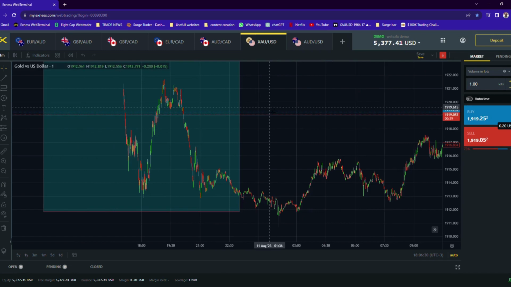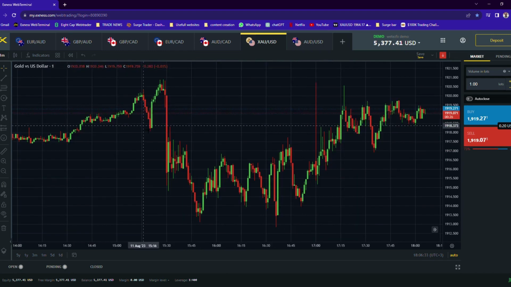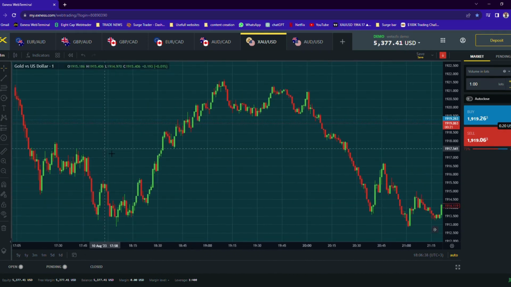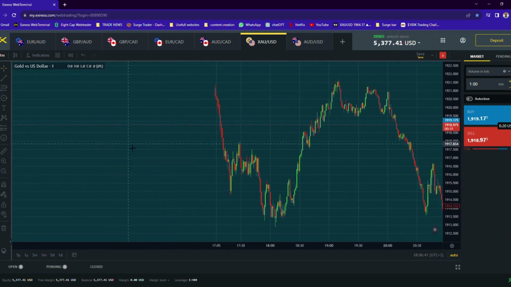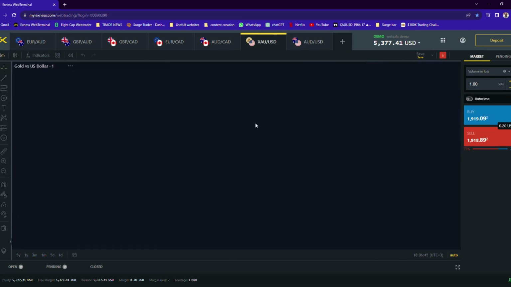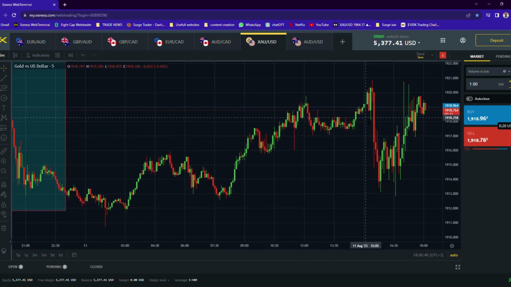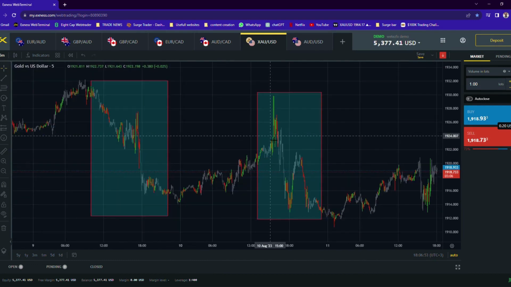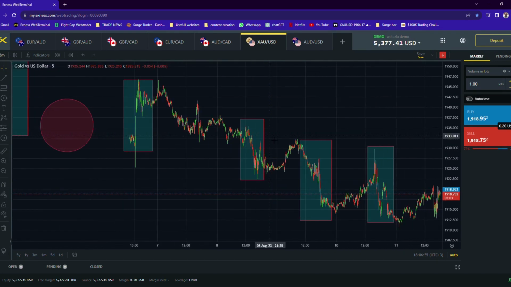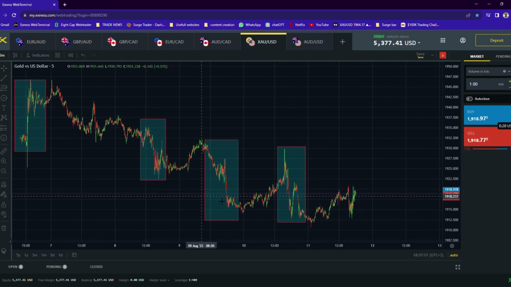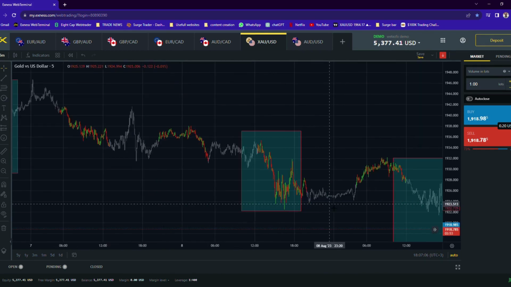Okay, so let's start with the 11th right here. One minute or 5 minutes, these two charts, this is going to be good. As you can see, let's start from the 8th, 9th and 10th, the last 3 days.